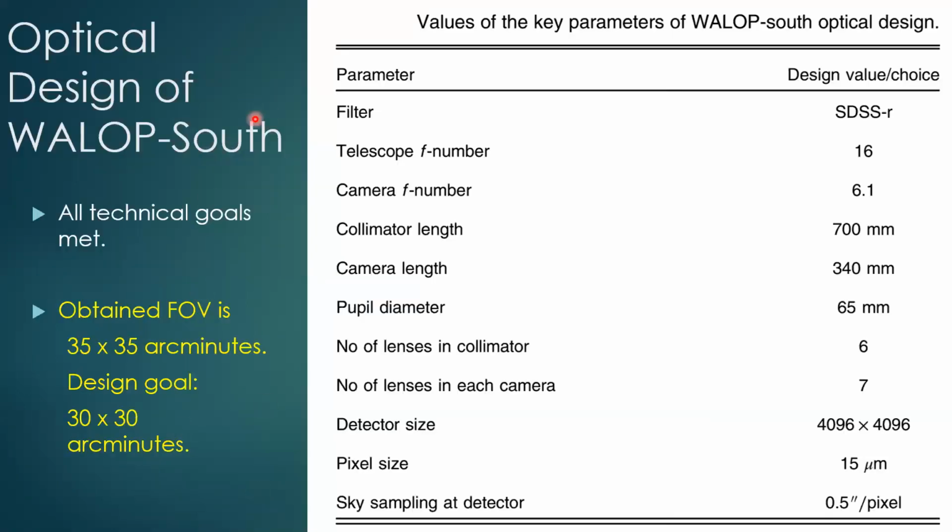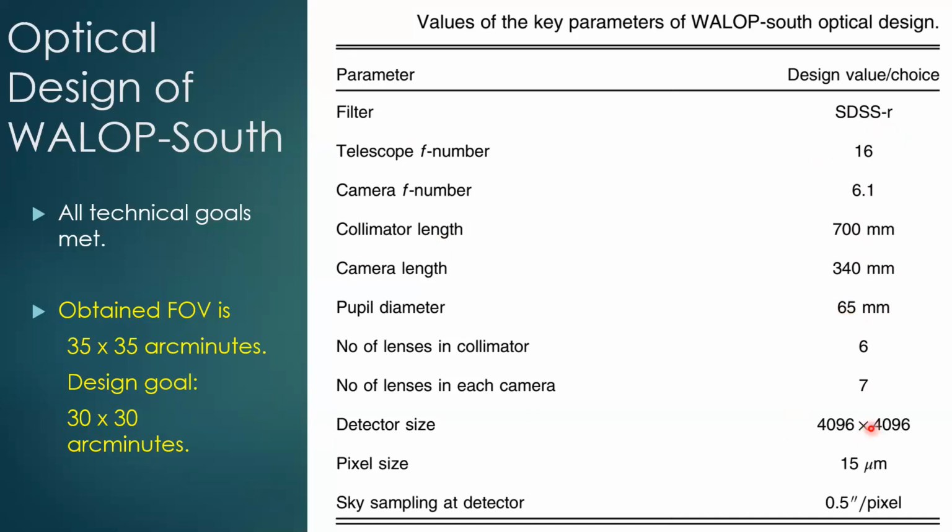And this table here captures the key parameters regarding the optical design. As mentioned before, the filter is R, and the whole instrument has been designed and optimized to work in this filter. And the pupil is of 65 mm diameter, and it's a critical number because this dictates the size of the Wollaston prisms, which is a major limiting factor in creating the design of the instrument.